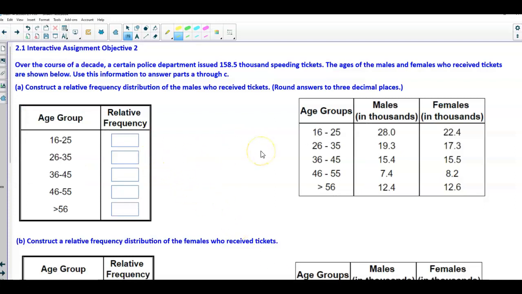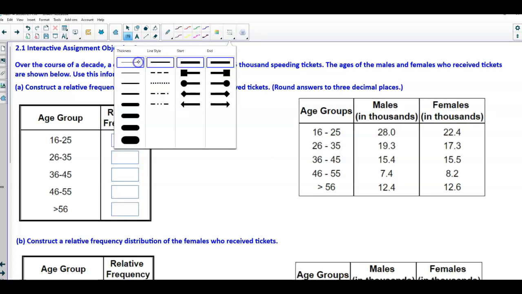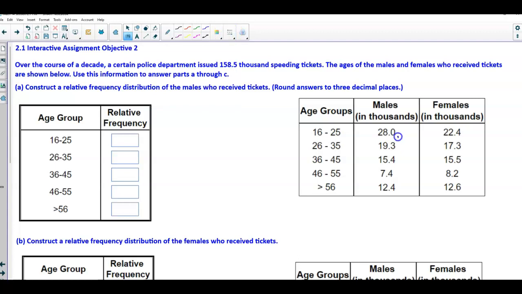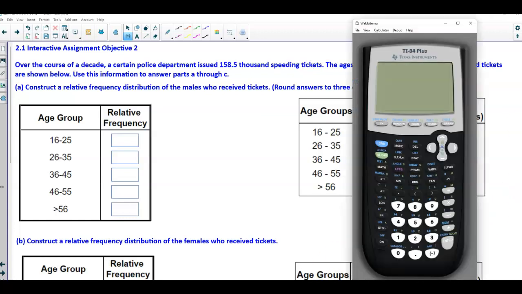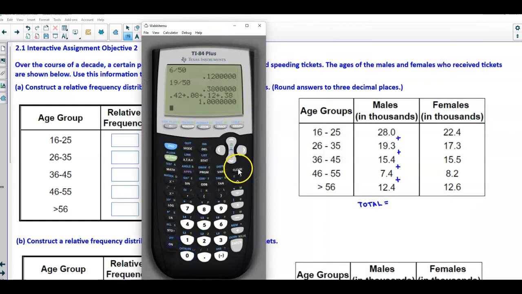Well, the first thing that we need to do is find the total amount for the males. So we need to add up these values to find the total. So we're going to take 28.0 plus 19.3 plus 15.4 plus 7.4 plus 12.4. And that gives us a total of 82.5.